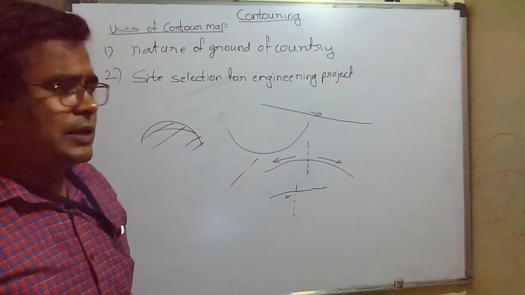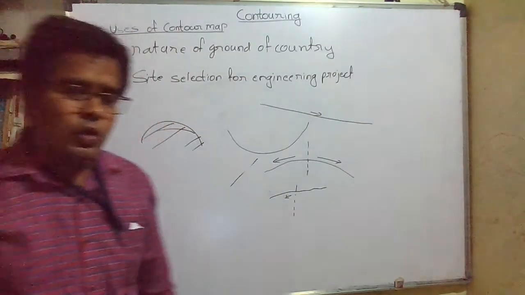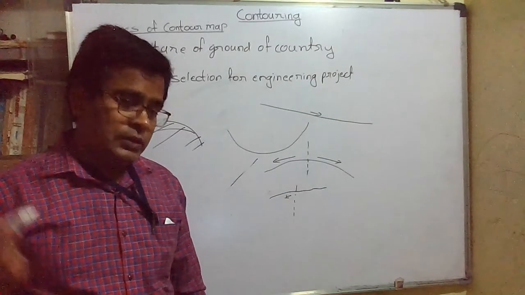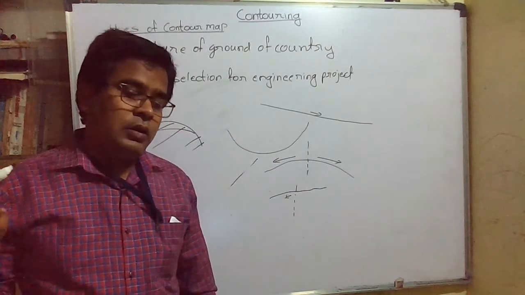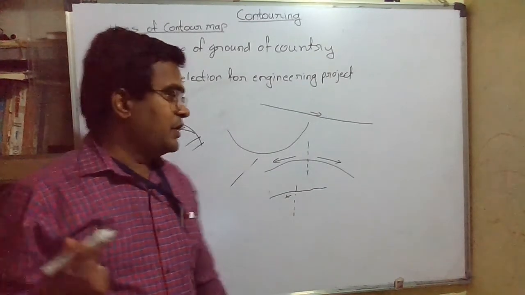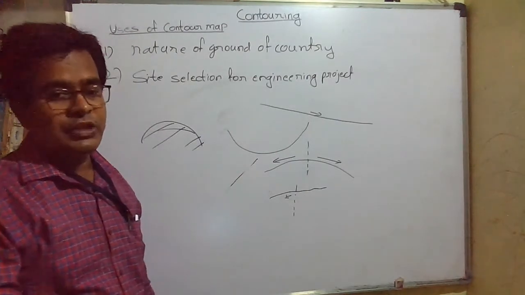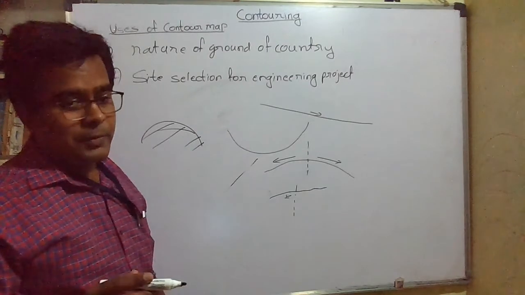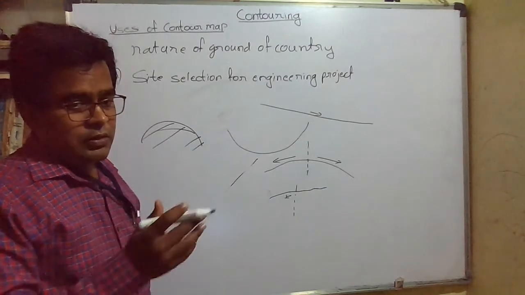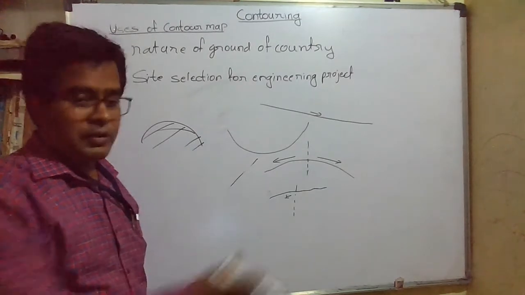There are many things for a road also. We can decide the economical alignment. If there is any hilly portion or some valley portion, then by studying the contour map, we can select another side for the alignment.